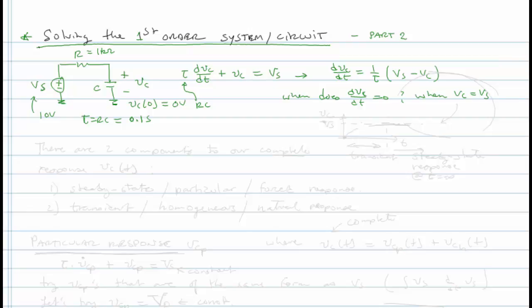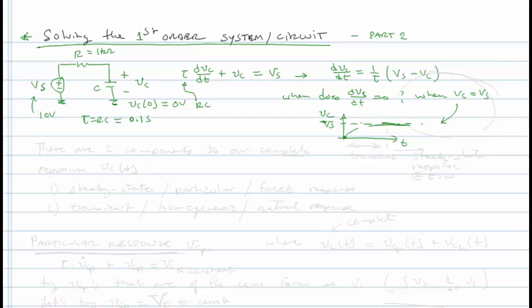So if we were going to plot, we can already surmise what the response is going to look like. If the capacitor voltage starts at 0 and it's ultimately going to reach Vs, so 10 volts, it's going to have some kind of an exponential rise. It'll look like this.